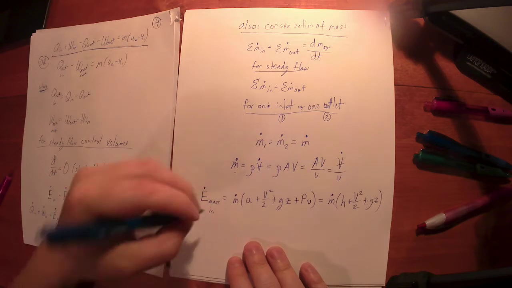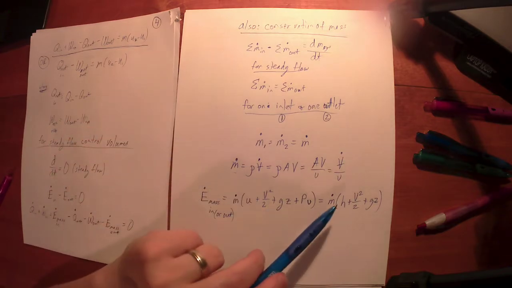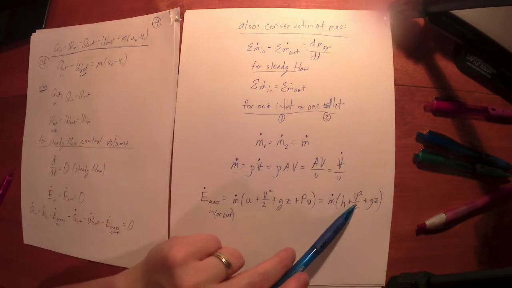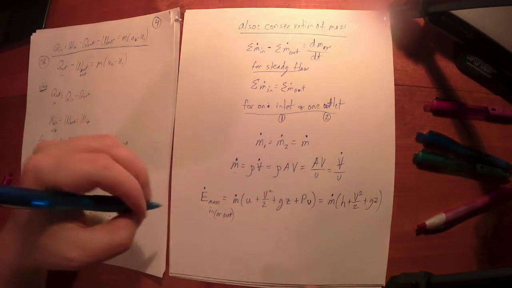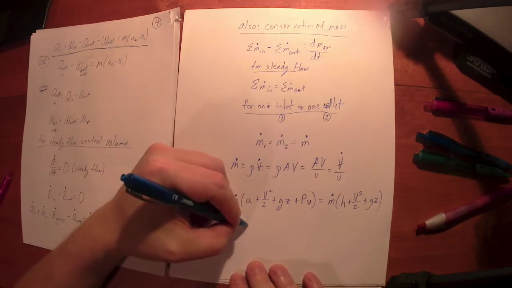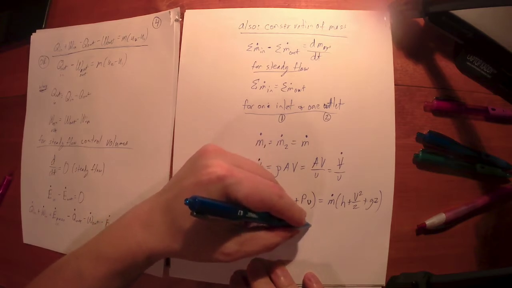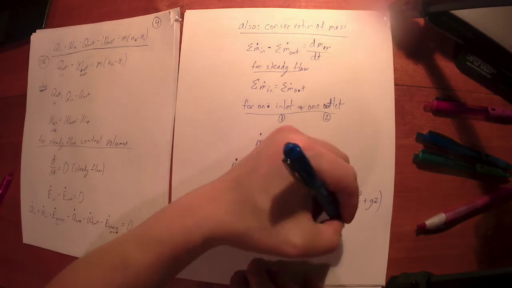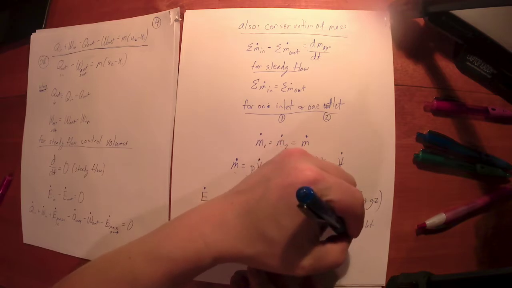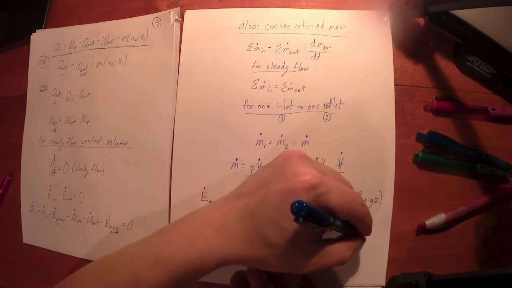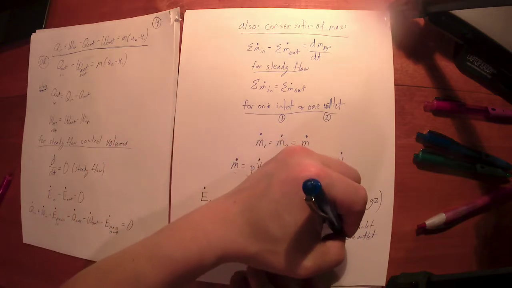So the energy of mass in, or out, by the way, the energy of any flowing mass, is going to be the mass flow rate times the enthalpy plus the kinetic energy plus the potential energy. Okay, so we get back down into it. Again, this is for a steady flow control volume with one inlet and one outlet. And this is the most common type of steady flow control volume that we will deal with.